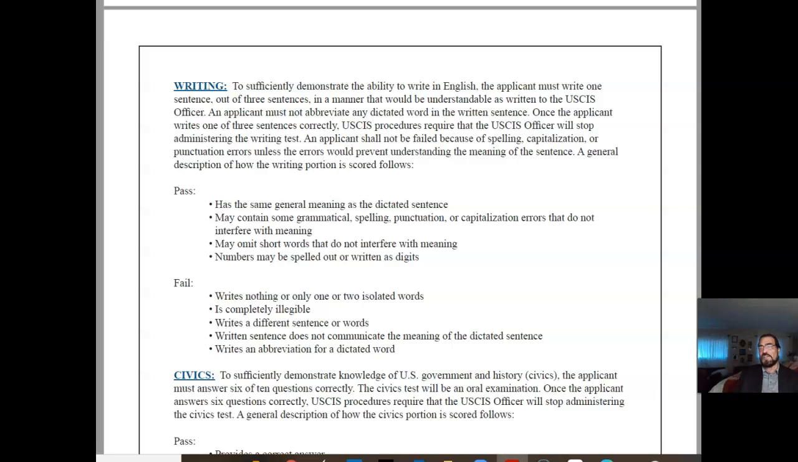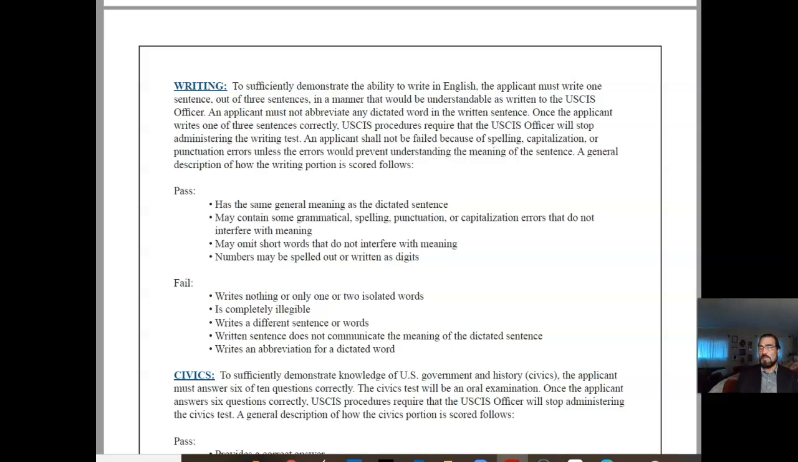Okay? So the civics portion. To sufficiently demonstrate knowledge of U.S. government and history, which is civics, the applicant must answer 6 of 10 questions correctly. The civics test will be an oral examination. Once you answer 6 questions correctly, the officer will stop administering the civics test.